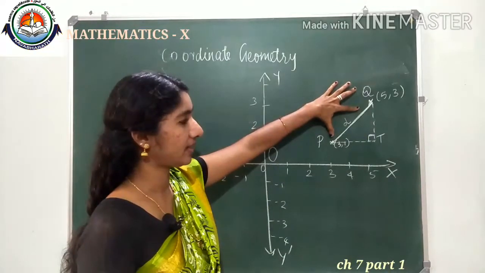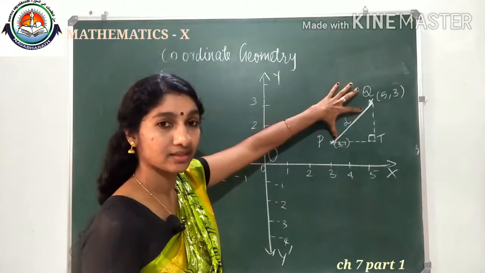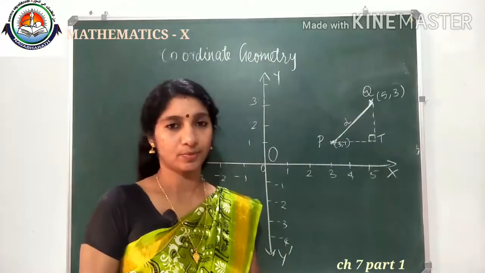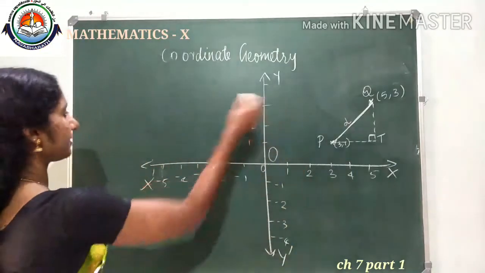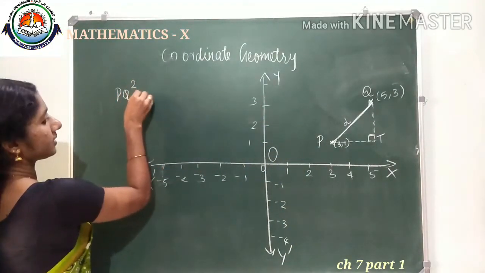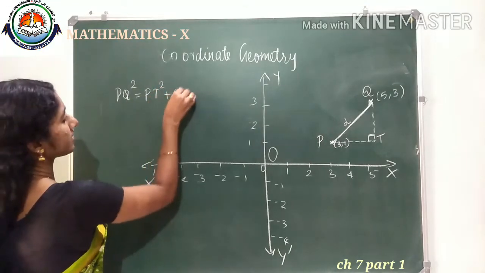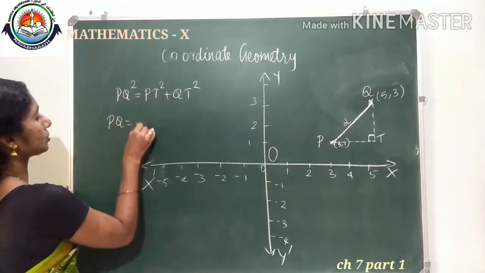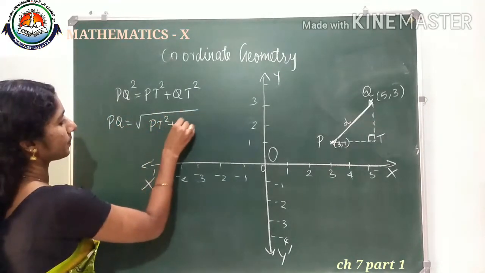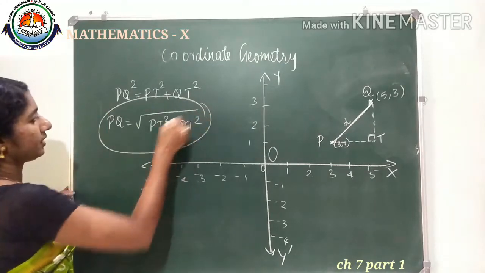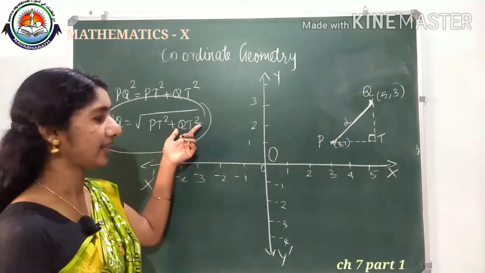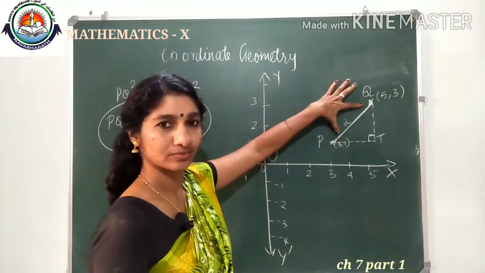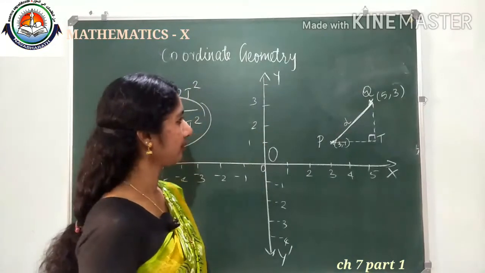To get this length, this is the hypotenuse actually. For the hypotenuse length we can apply the Pythagoras property. The Pythagoras property says in that triangle PQ square is equal to PT square plus QT square. So the length PQ is equal to root of PT square plus QT square. If you know the length PT and the length QT, we will be able to find the length PQ, isn't it?